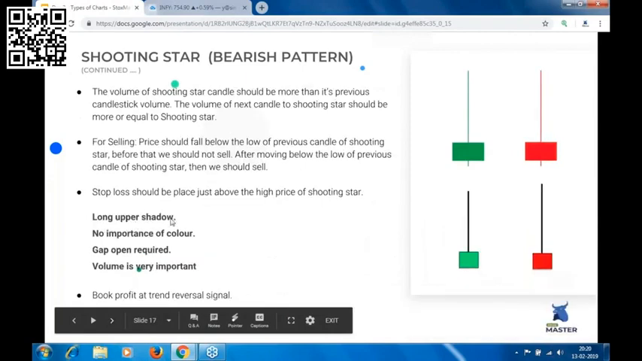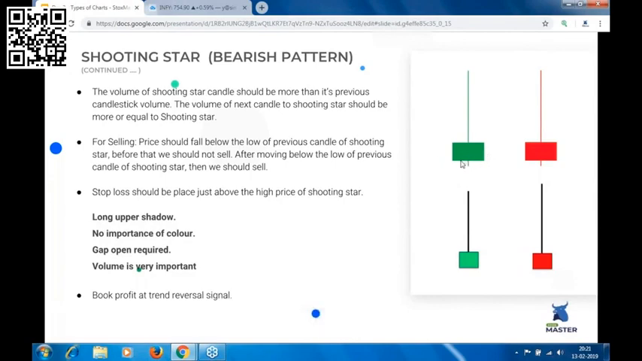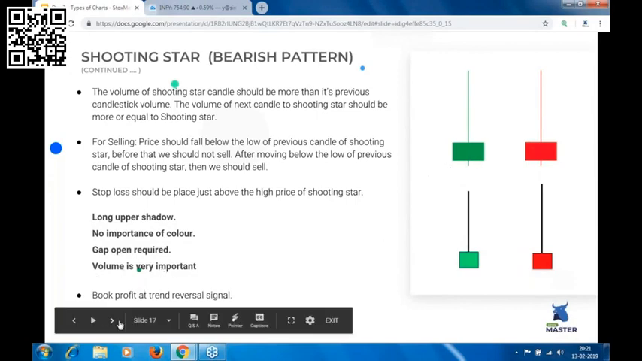As I said, that longer upper shadow, no importance of color. This can be of green color or red color. Now gap opening is required. That means when the shooting star is formed, then this candle should open gap up. There should be a gap up opening between the previous candle and the shooting star, and volume is very important.